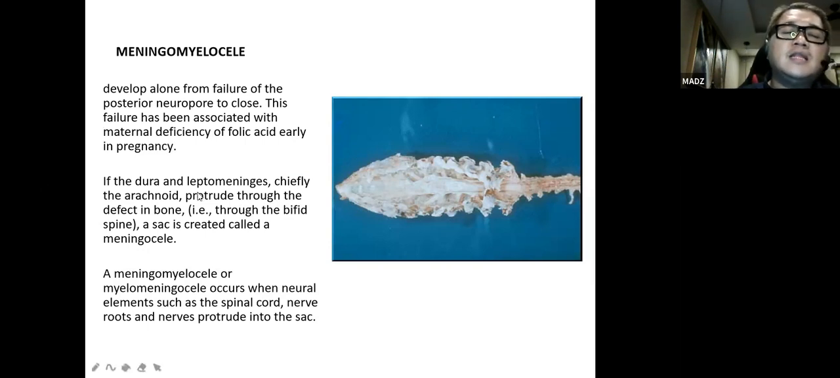So if the dura and the leptomeninges, chiefly the arachnoid, protrude through the defect in the bone, a sac is created called meningocele. A meningomyelocele or a myelomeningocele occurs when the neural elements such as the spinal cord or the nerve roots and the nerves protrude into the sac. But if there is no neural tissue, it's called meningocele. If neural tissue protrudes with it, it's meningomyelocele.